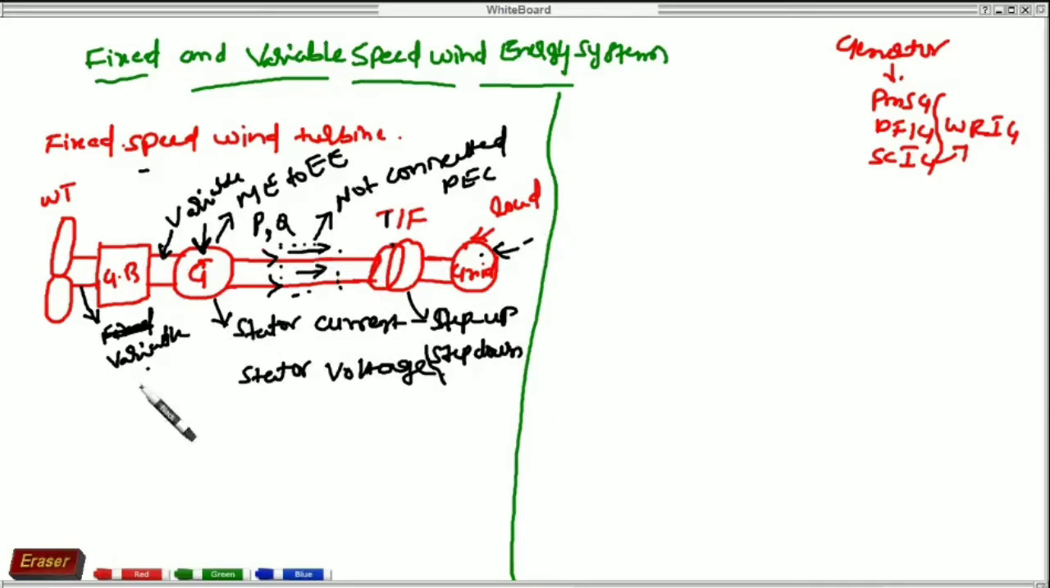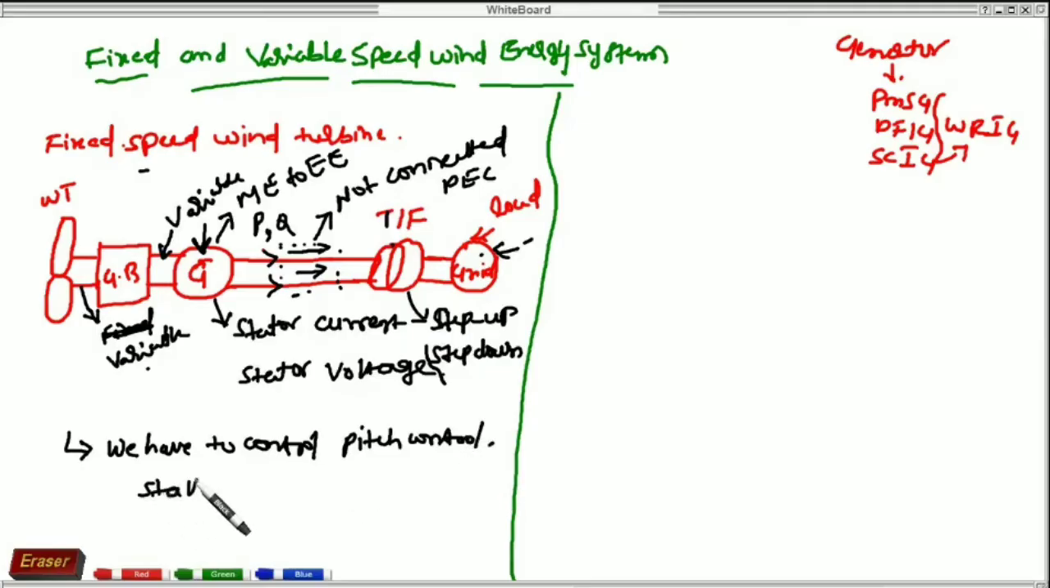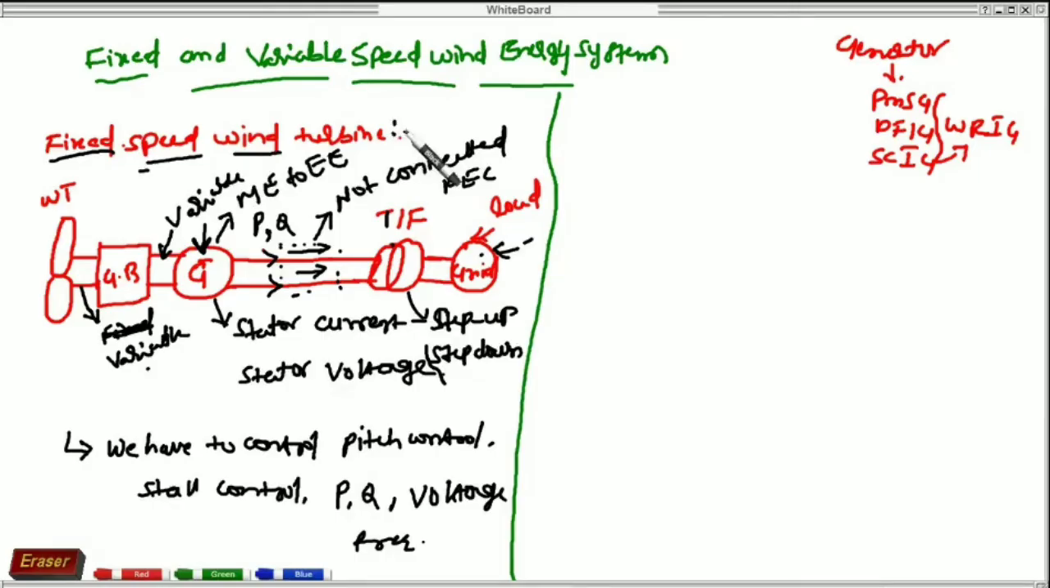In these situations we have to control pitch control as well as stall control, active and reactive power, and voltage and frequency, right? This is the fixed wind turbine system.